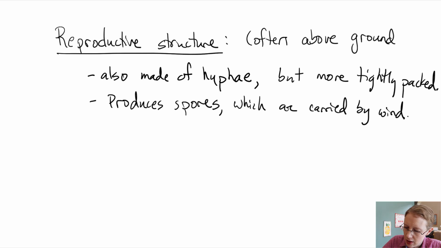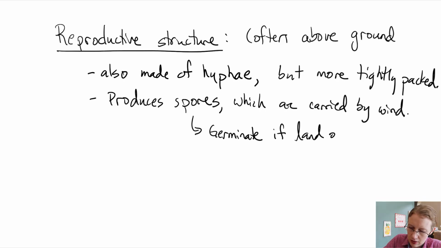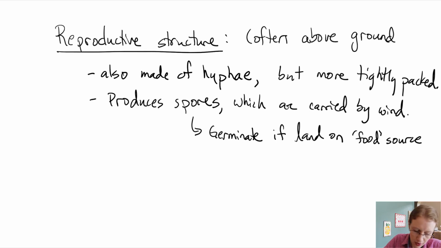Okay, those spores, if the wind carries them to a site that happens to have food, organic material available, then what will happen is those spores will germinate if they happen to land on a food source, such as bread. Okay, so bread in the kitchen. If you leave it out for too long, it'll probably go moldy. That's because a spore happened to land on it.